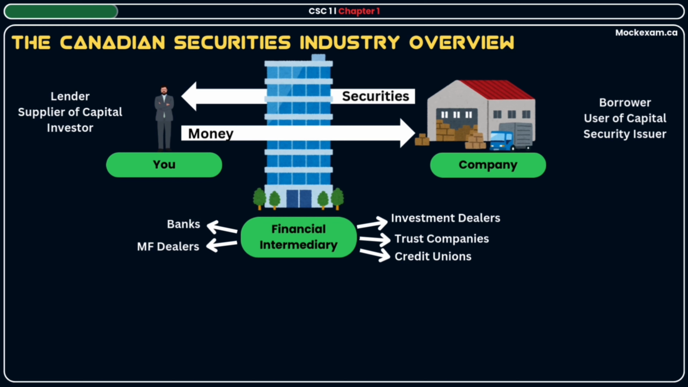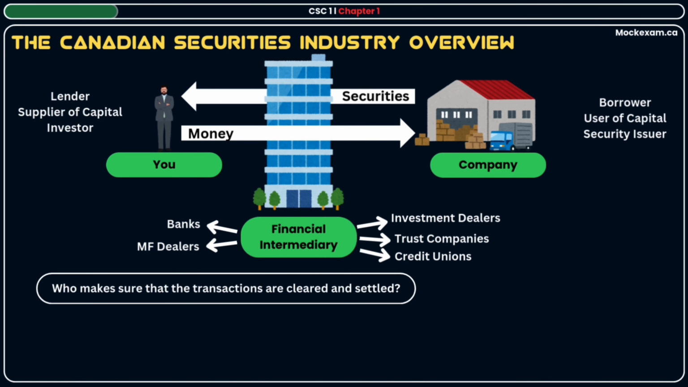Let's answer those questions. Question number one, who makes sure the transactions are cleared and settled? So these clearing and settlement processes, I mean moving money from you as an investor to the company and moving stocks from the company as a security issuer to you, is done by third parties like CDS, or Clearing and Depository Service Incorporation.